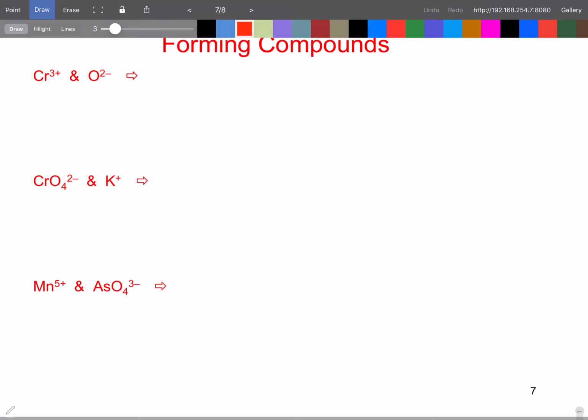All right, so here we have chromium 3 plus, and we have 2 minus. So the question is which number will they go into the smallest? It's a 6. That means you're going to need 2 chromiums plus 3 oxygens to produce Cr2O3. Okay, again, it's a neutral compound.